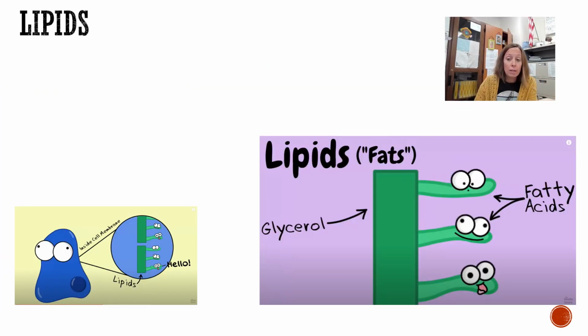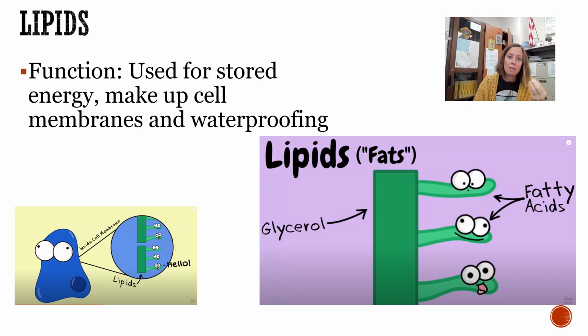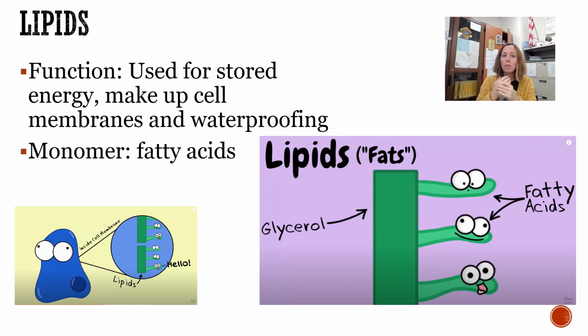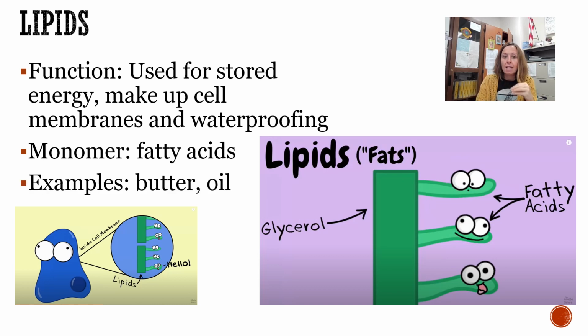Lipids, this is the new one. Lipids are going to be fats. Their function is to store energy. They also make up our cell membranes, and they also make things waterproof. The monomer is a fatty acid. It's a smaller part of a lipid. Your examples are going to be butter and oil. That's things you eat, but we also have things like the cell membrane.